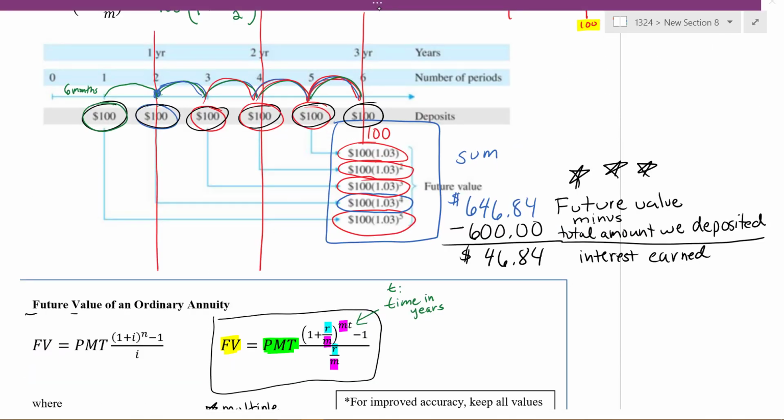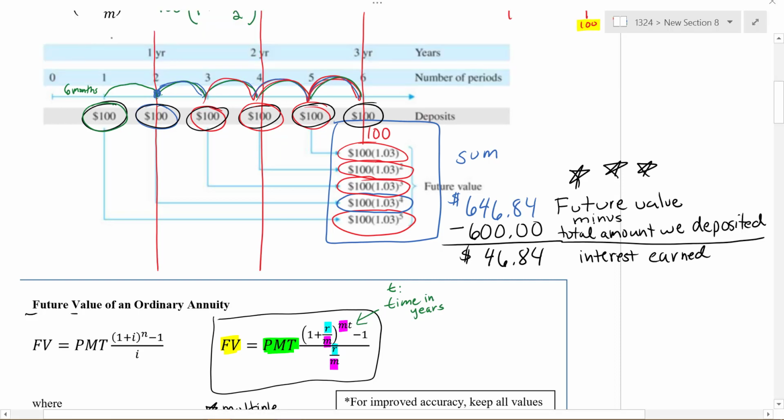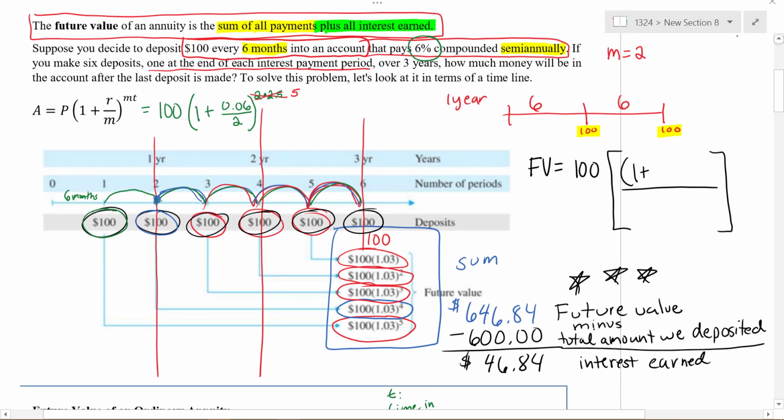Okay, so for the example that we had here, instead of doing all of those individual calculations, let's just do one calculation here. So that would be future value is equal to payment. So the payment was $100. Okay, we're going to multiply all of that times this big fraction. So it's going to be parentheses 1 plus that interest rate. So we said that our interest rate there was 6%, so that's 0.06. Dividing that by our M value, which was 2.